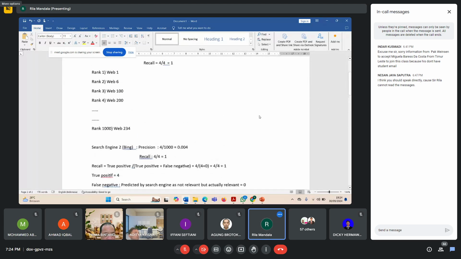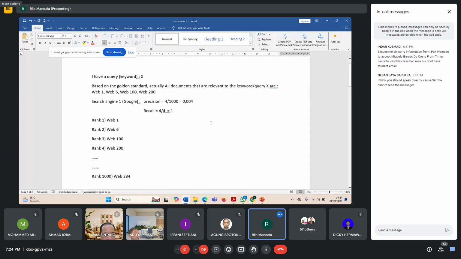Okay, we apply it to our example. Web 1 is relevant, right? Relevant. Okay, so we compute the precision at that rank. What is the precision at rank number 1? How many true positives? 1, right? Yeah, 1. Divided by how many retrieved documents at that rank? At that rank it is 1, right? This will be 1. Understand?